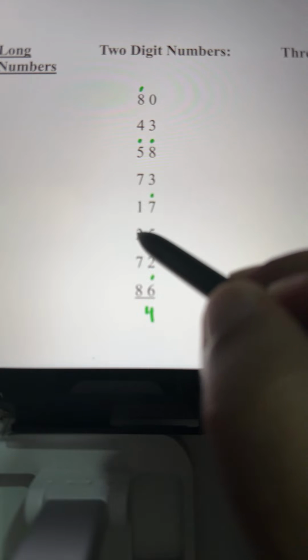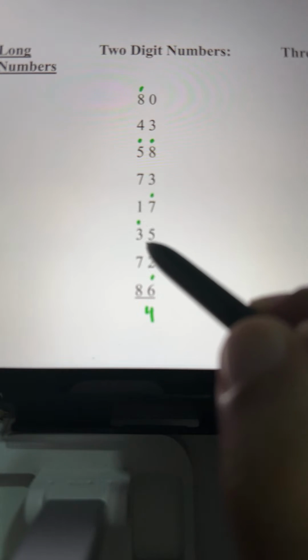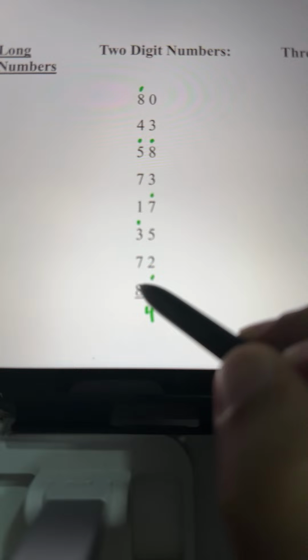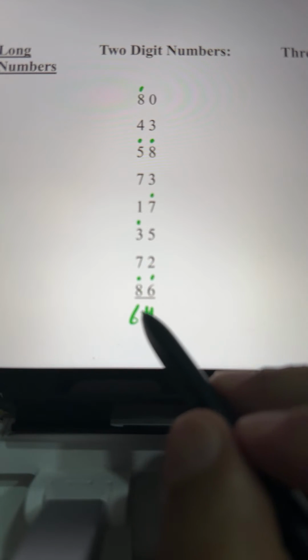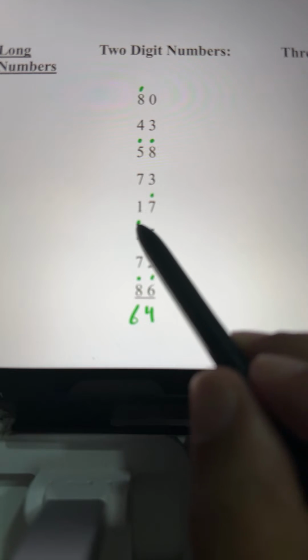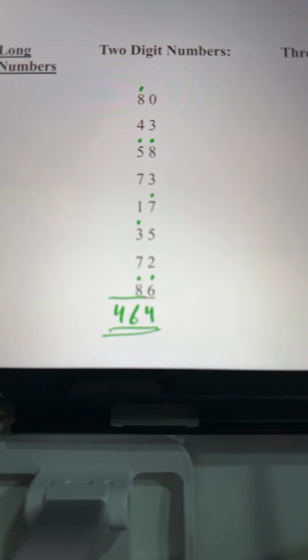So we start from here. 7 plus 1 is 8. 8 plus 3 is dot 1. Now I have 1. 1 plus 7 is 8. 8 plus 8 is dot 6. I'll put dot here and we have 6 here. And now we count the dots. 1, 2, 3, 4. I write 4 here. 464 is our answer for this long column of 2-digit numbers.